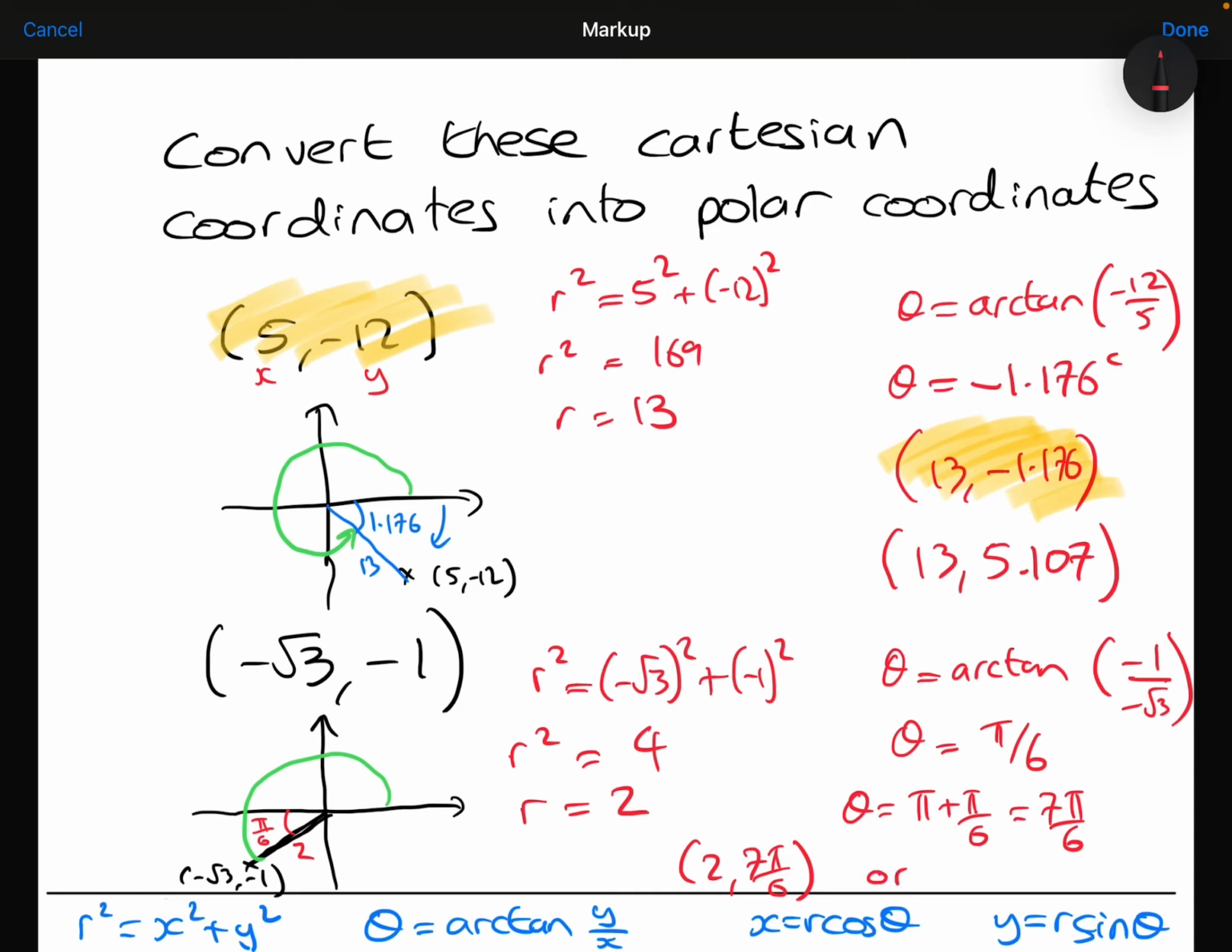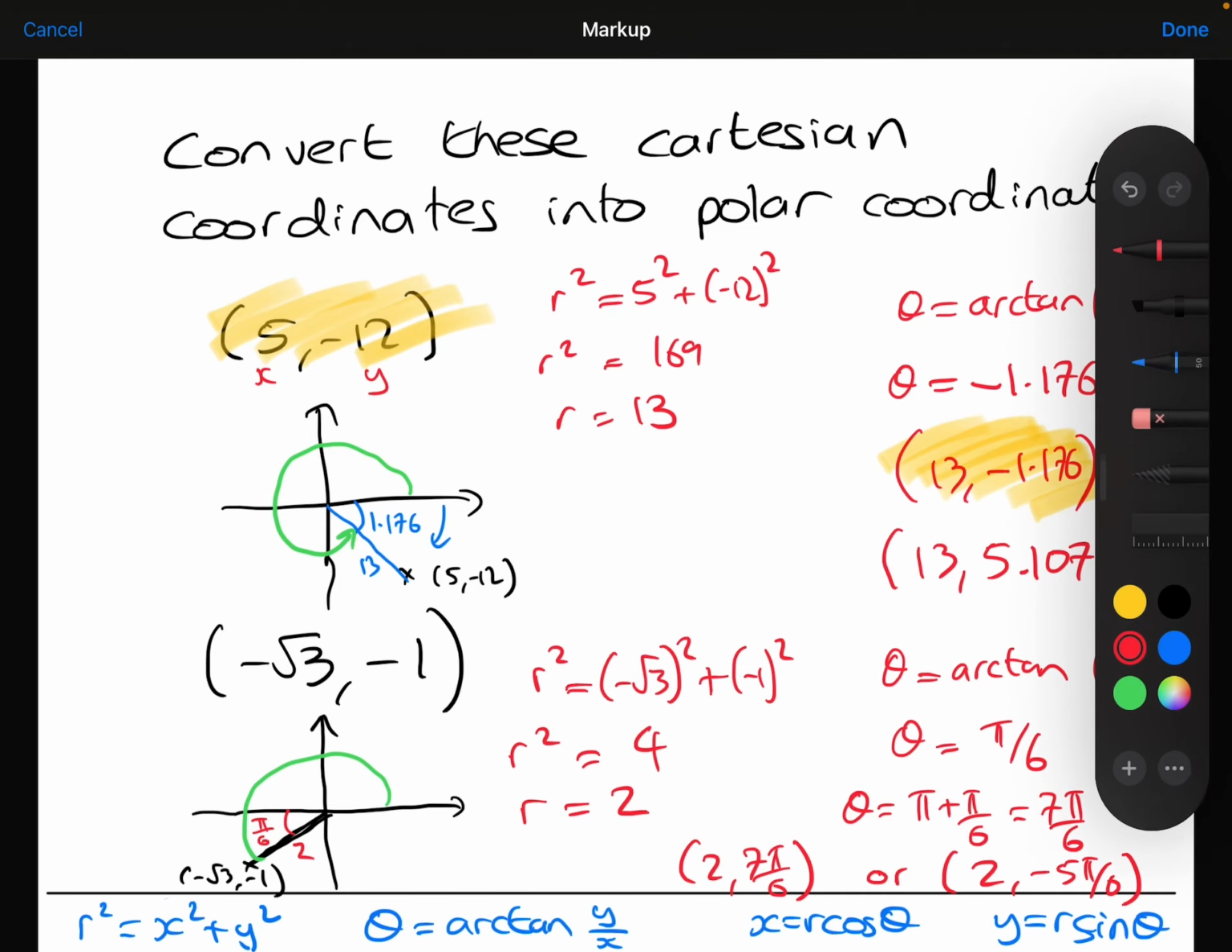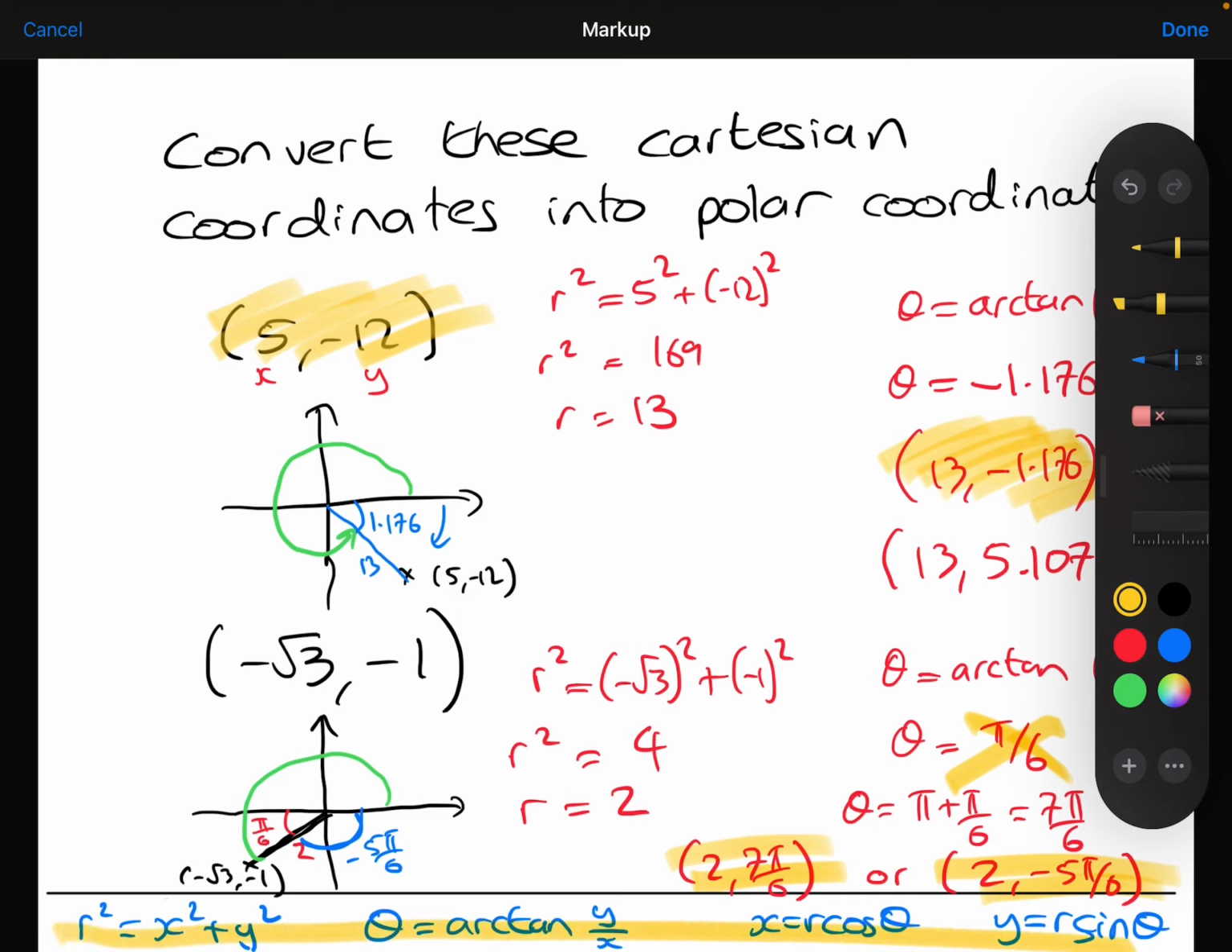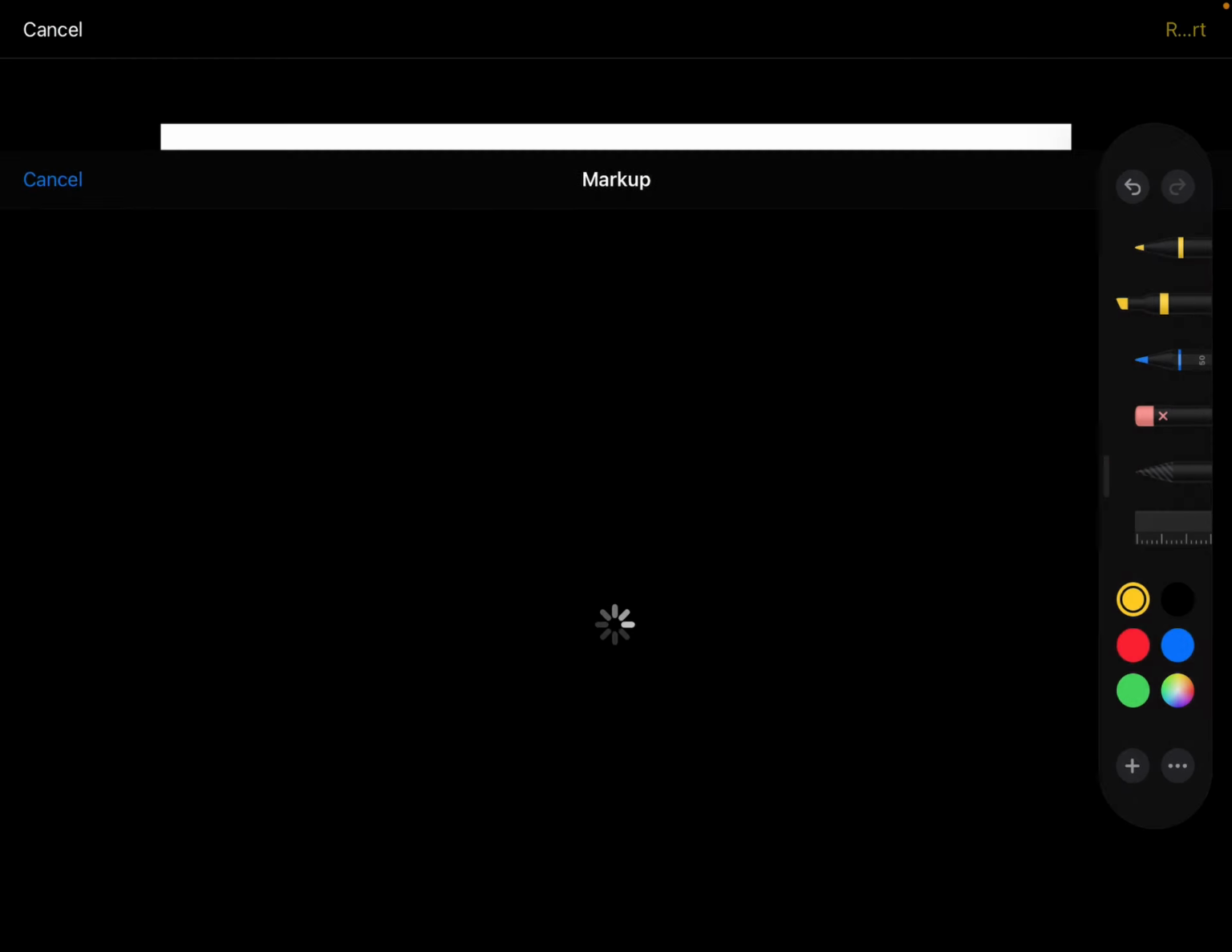Alternatively, I could give it as 2 and minus 5 pi over 6, because this angle here would be 5 pi over 6. And that's below the x-axis, below the initial line, hence why it'd be minus. So you could give this as your answer, or you could give this, but you certainly can't give that. That is definitely wrong. So a sketch is really important here. Don't just use the formulae. Use the sketch so you can visualize what's going on.